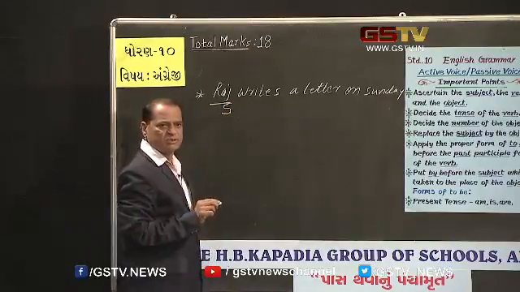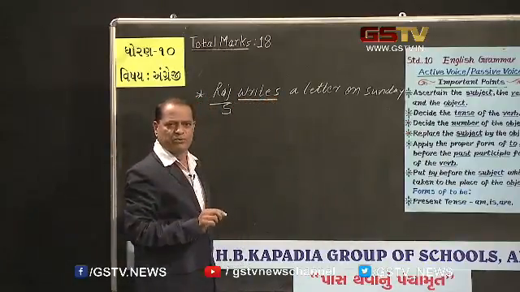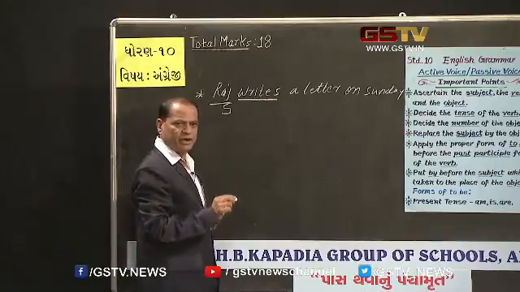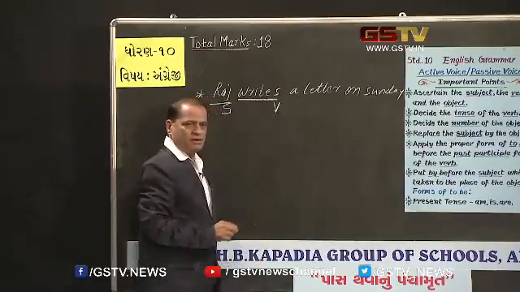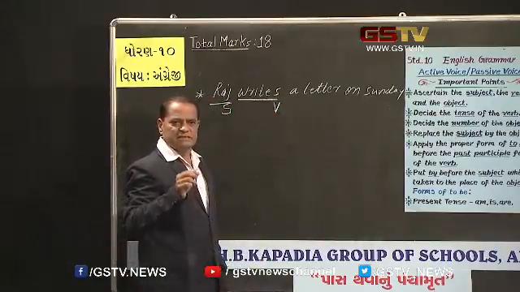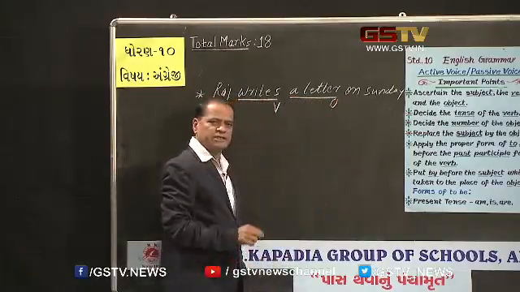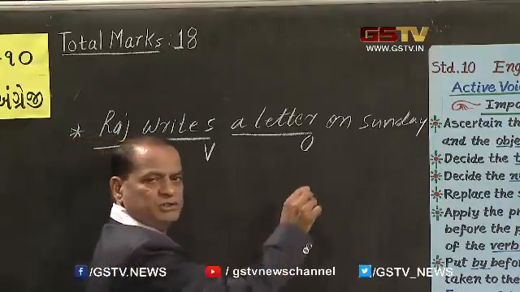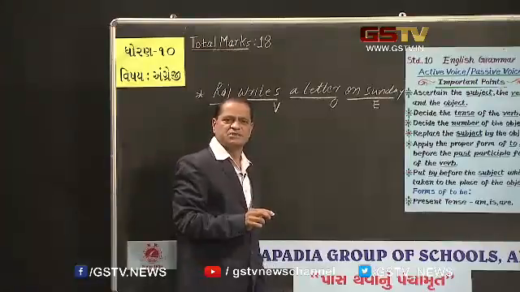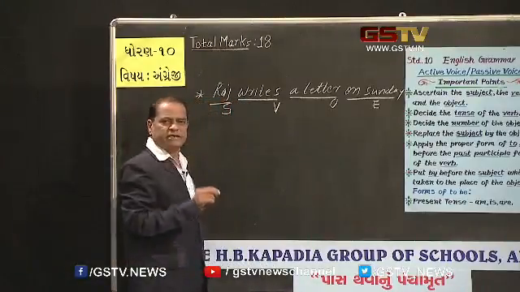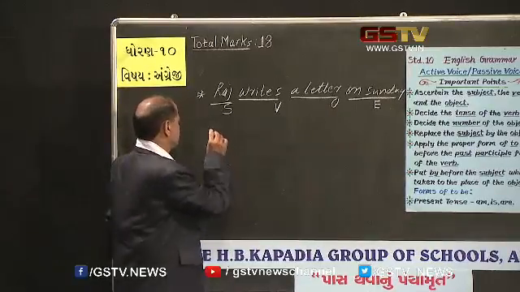Here S stands for subject. Which work does he do? The work of writing. So, writes is the verb. What does he write? A letter. That is the object, and on Sunday is E, which means extra words. This sentence is in active voice. Now, we have to convert it into passive voice.